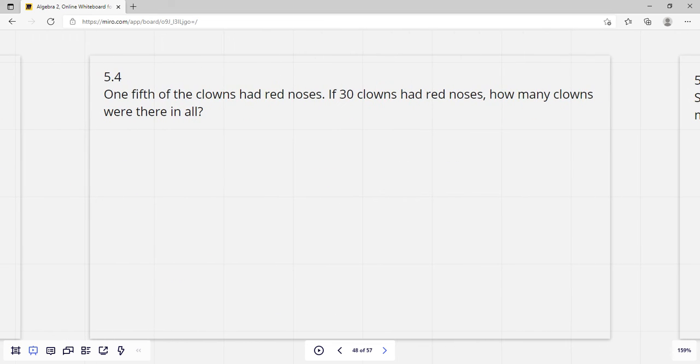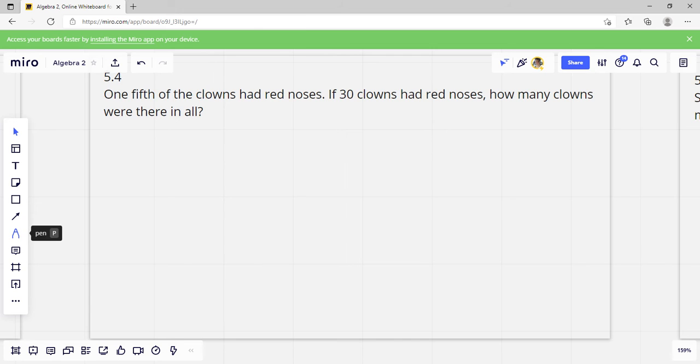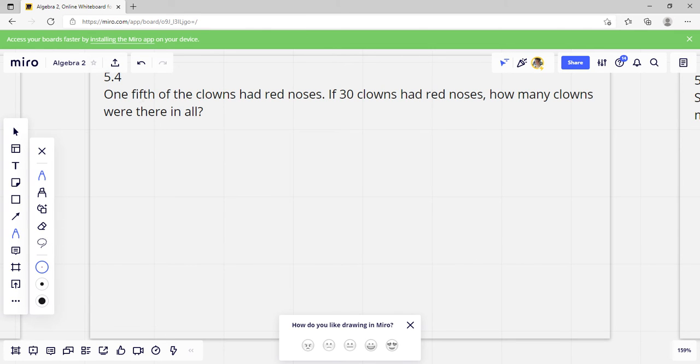This next part is about fractional parts of a number. Alright, so when we have a word problem with fractional parts, we're going to just follow the rule of: of means times, is means equals. Okay, so it says 1/5 of the clowns had red noses. If 30 clowns had red noses, how many clowns were there in all? So we've got 1/5. Oops.